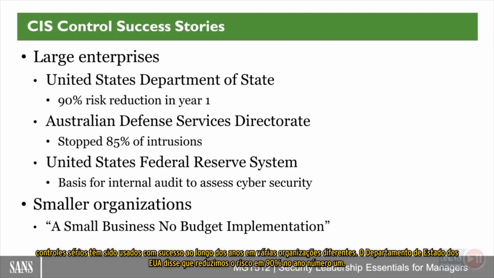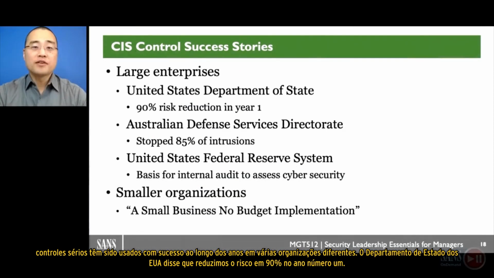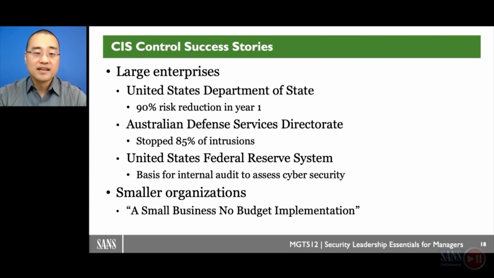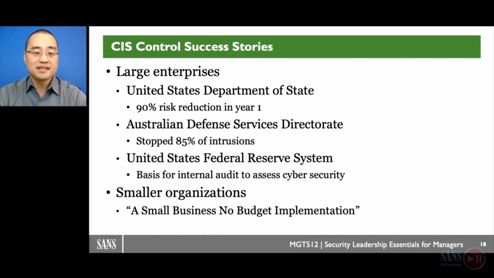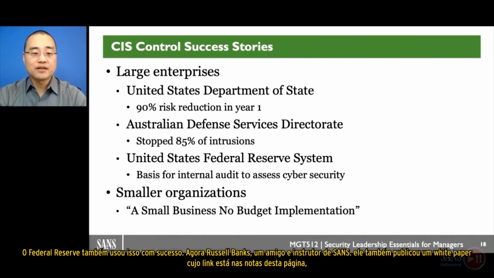Now, the CIS controls have been used successfully over the years in a number of different organizations. The U.S. Department of State said, hey, we reduced risk by 90% in year number 1. The Australian Signals Directorate, which is the equivalent of the NSA in Australia, has their equivalent version of the critical controls called the Top 35, and they say that they've stopped 85% of known intrusions in their SOC by implementing these various capabilities. The Federal Reserve has used this successfully as well.